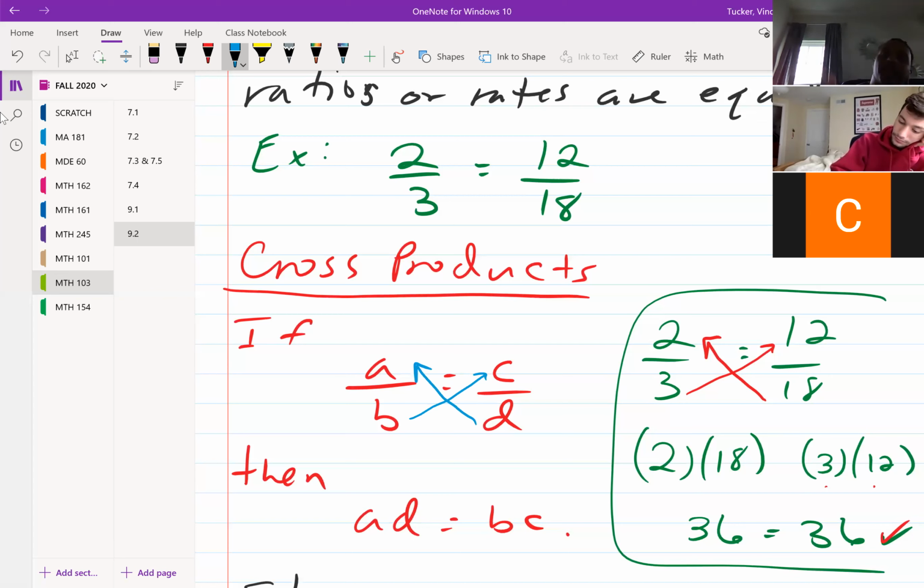All right, so go back to the 2 over 3 equal to 12 over 18. 18 times 2, take your 18 up, then take your 3 up to the 12. 2 times 18 is 36. 3 times 12 is also 36.